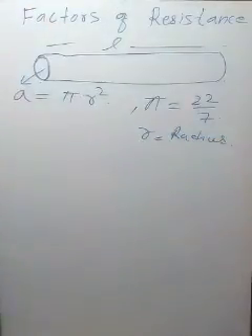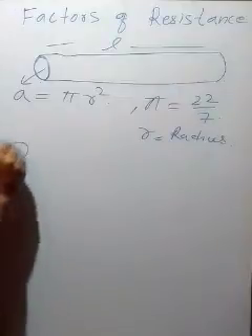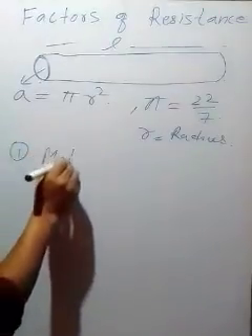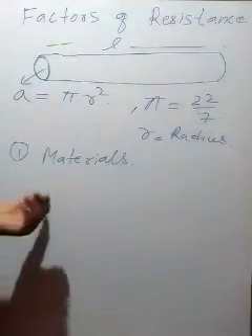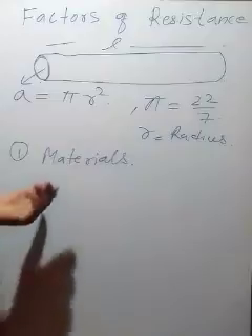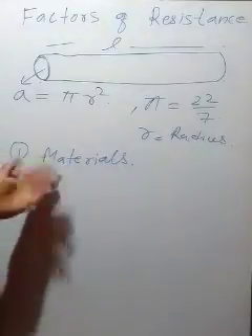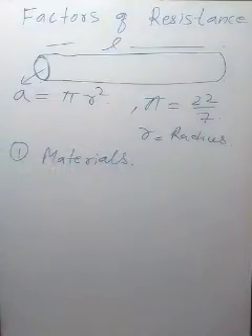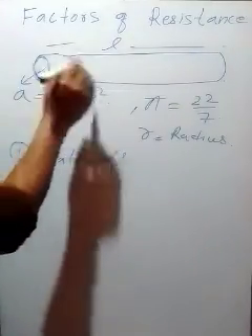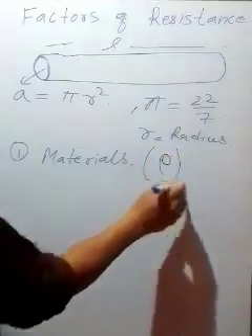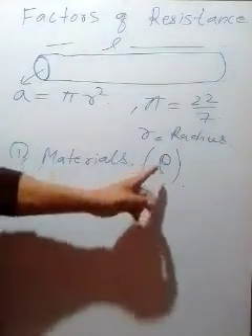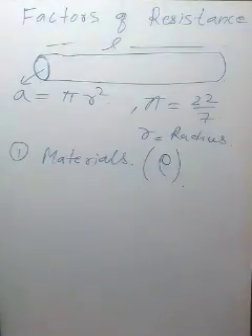Now, factors of resistance. Number one, material. Different materials, for example copper, silver, any conductors, have different resistance. That's why it depends on the material of a conductor. This factor is known as material, and it is represented by rho, which looks like a p with a large head.